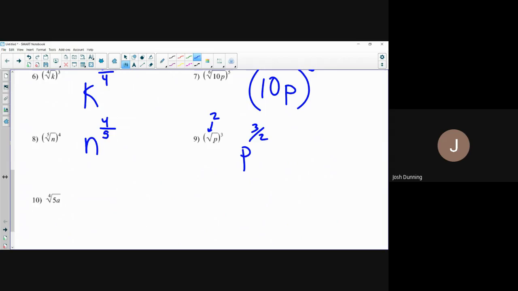Now on 10, there is no exponent that it's raised to, so that's like a 1. Just like 3 is 3 to the 1st. X is x to the 1st. So that right there is raised to the first power, and it's the 4th root, so 1/4. Those are that easy. They should be that easy.